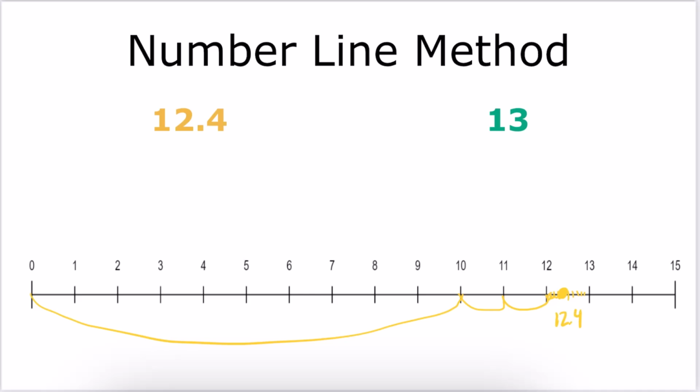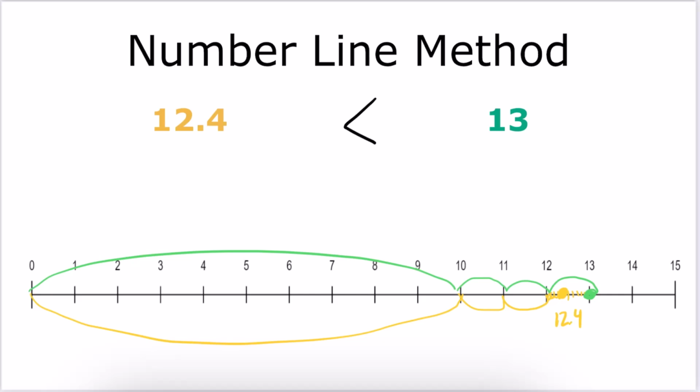And the number 13 goes 10 units and then 3 units of 1, which puts our number right there. And because the green point is farther to the right than the yellow point is, that means that 13 is greater than 12.4. And so with the number line method, you basically just draw the points on the number line and look at which points are closer to the right. Those will be the bigger values.